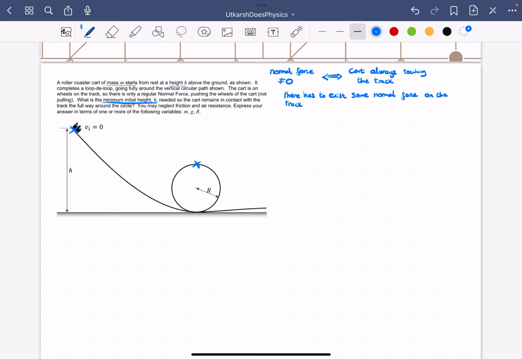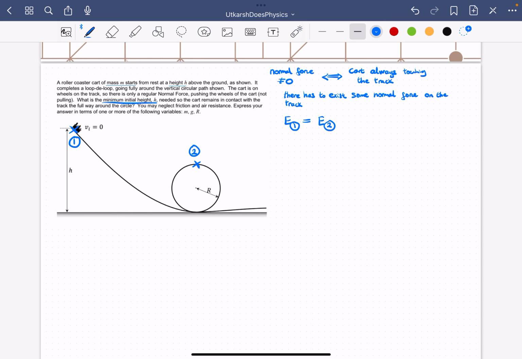So we're just going to do a conservation of energy. Let's call this point 1 and this point 2. Energy at point 1 has to equal or be greater than the energy at point 2. Now, I'm going to say equal because they're asking for the minimum value. But if they were asking for some conditional value, then you can change the equal sign to a greater than.